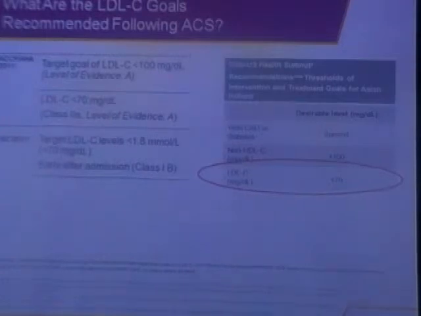Based on that and on several other studies, they have come to this number of less than 70. Any patient who has had an acute coronary syndrome, people who are smokers, people who have had previous revascularization, this should be the agreed level. For others, it can be less than 100. But for patients who have had ACS, it is less than 70.